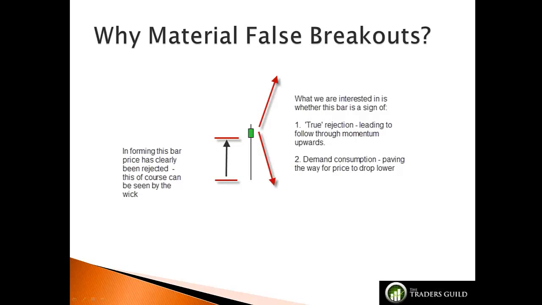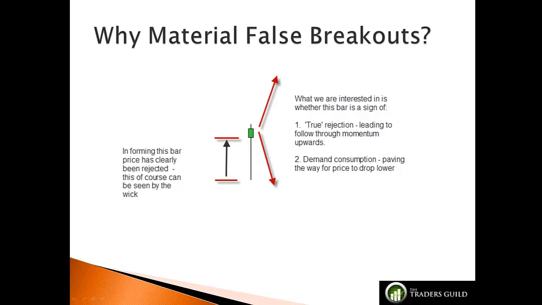So what do we want to know now? We want to know whether this bar is what I call a true rejection bar. If it's true rejection, then price will move up, okay? So this bar is true rejection in terms of its signaling follow through momentum. We have the rejection from demand, price moves up. This is thus a true rejection bar, okay?